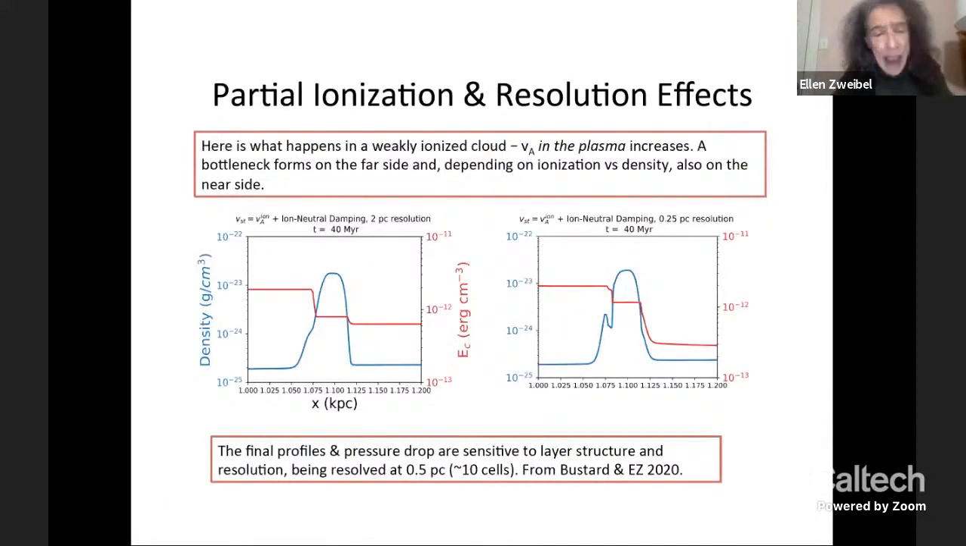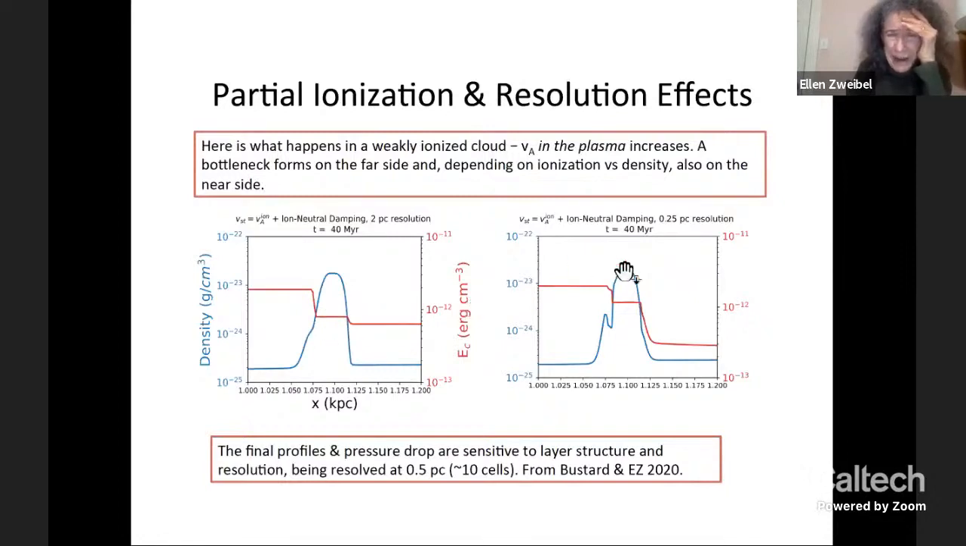So Chad looked at this again, taking into account some different effects. We considered a partially ionized cloud. We went to higher dimensions, as I'll show you. And we also looked at the effect of resolution. And what we found actually is that resolving this interface between the cloud and the intercloud medium is quite important.